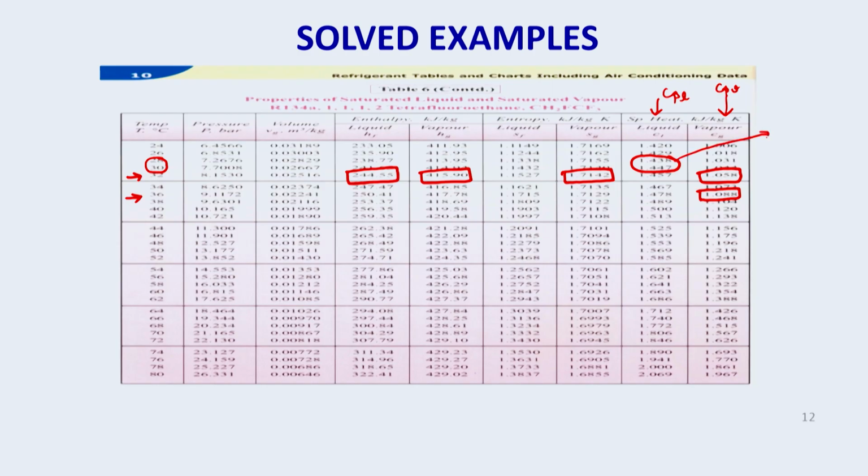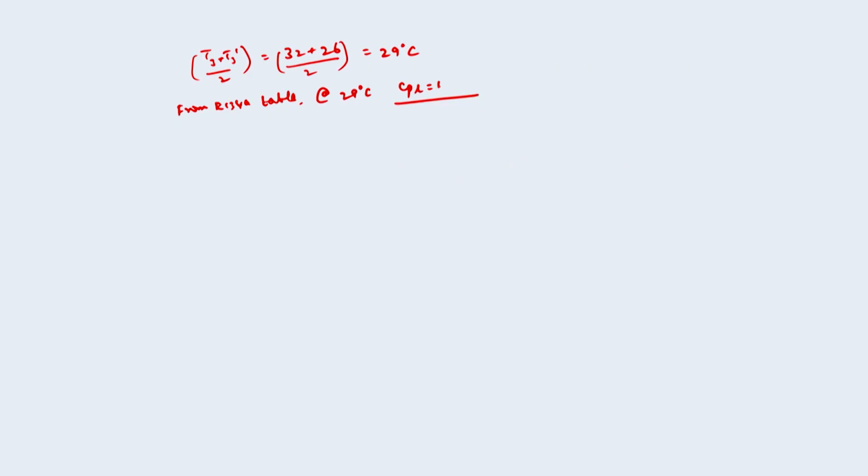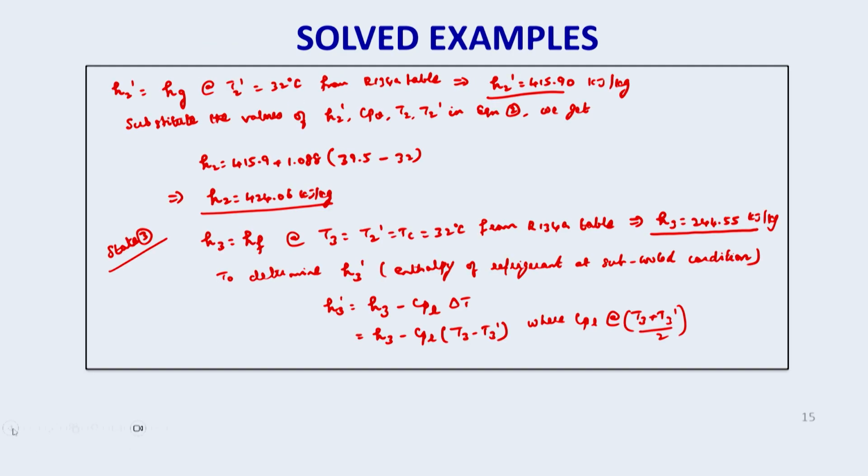The average of these two values has to be taken. So when we calculate it, it comes to 1.442 kilojoule per kg Kelvin. Now I know the Cp of a liquid. H3 is already found. So let us take this as equation number 3.